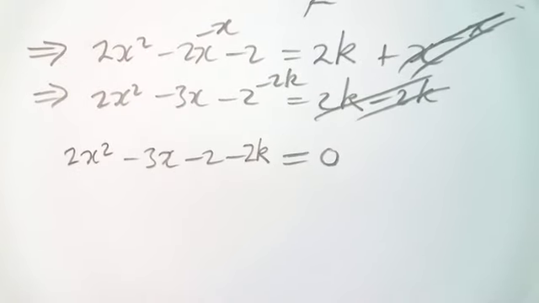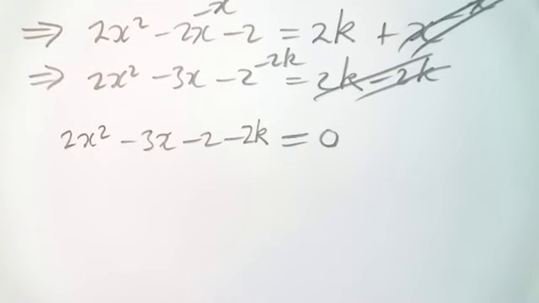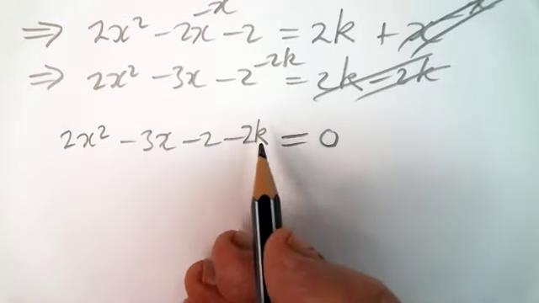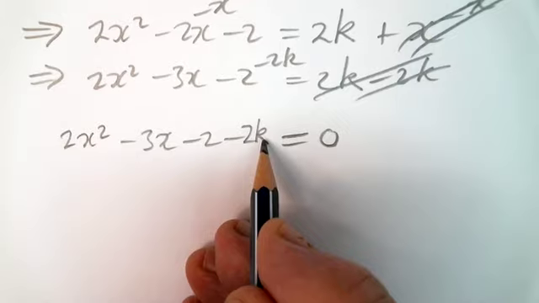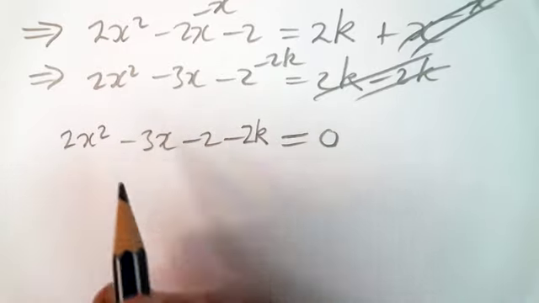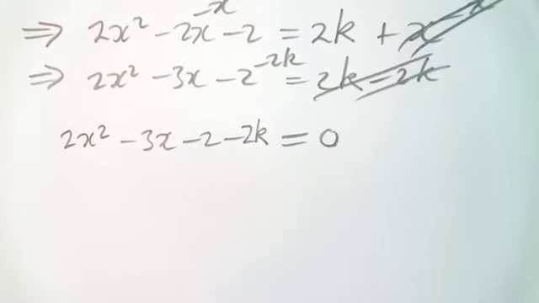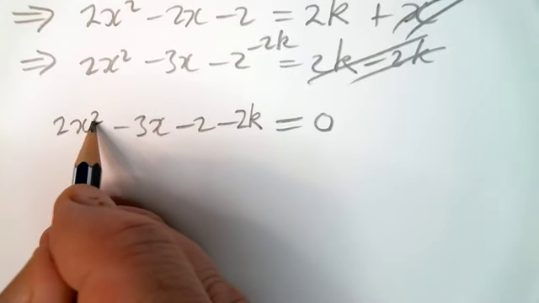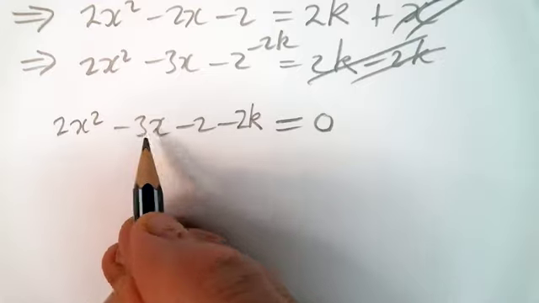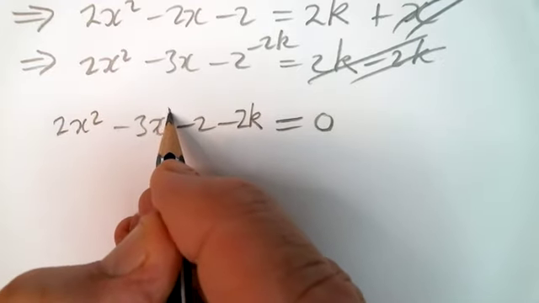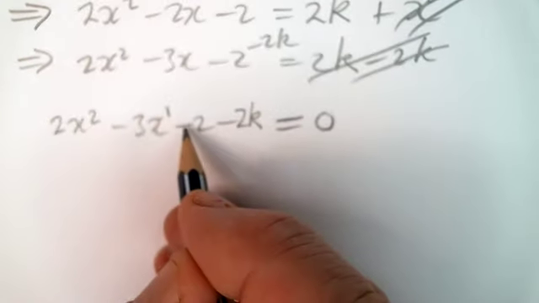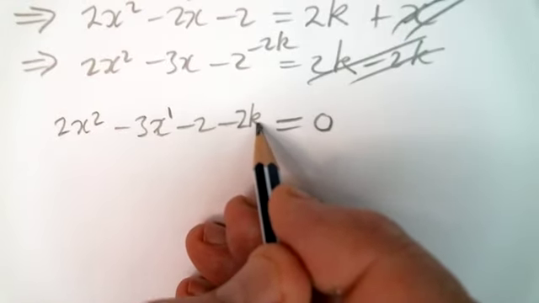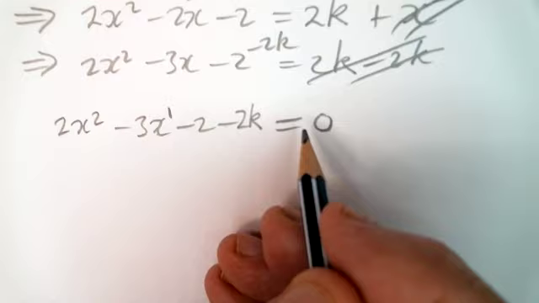So if we were to go through now and say, could we factorize this? Well, not easily, because it's got a k in. Now, if we look at this in terms of x's and coefficients of x, really we've got a 2x to the power of 2. We've got a negative 3x to the power of 1. I'm just going to put the 1 in there just for a bit of fun. And this really here is minus 2 minus 2k times x to the power of 0.